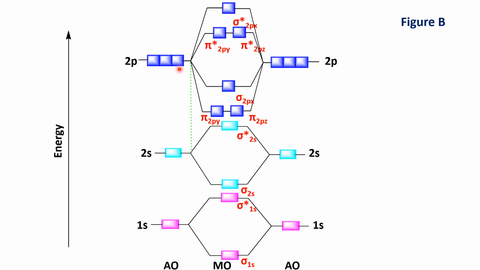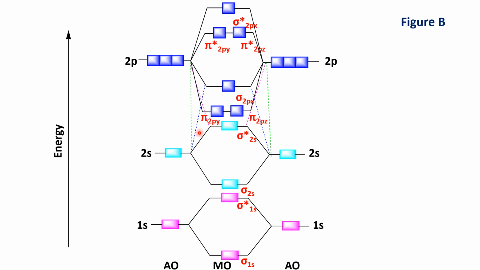2p and the 2s from one side, and also to the other side, like this. That means there is an interaction between this 2p and the sigma asterisk 2s, again 2p and the sigma asterisk 2s. Then there is an interaction of this sigma 2px and the 2s, and also the sigma 2px and the 2s. So in this way there is an interaction between the same type of orbitals, that means the bonding and the anti-bonding.